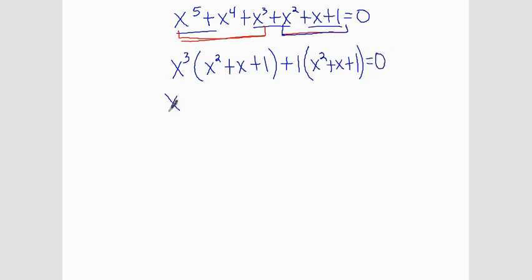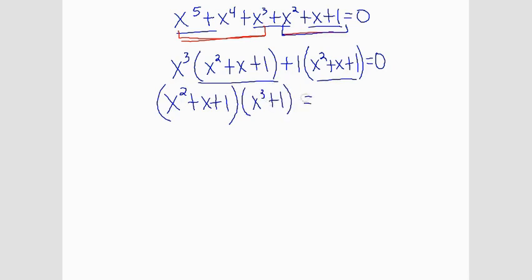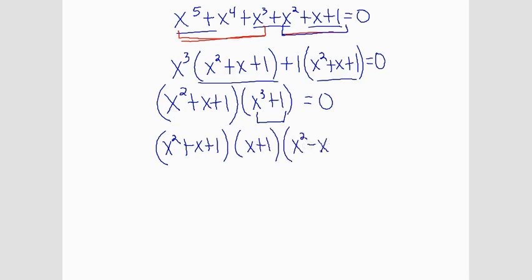So when I factor my common factor of x squared plus x plus 1, I get x squared plus x plus 1 times the quantity x cubed plus 1. Now this is really interesting because we have a sum of cubes here. So we got x squared plus x plus 1 times x plus 1 times x squared minus x plus 1 equals 0. Now this will give us a solution of x equals negative 1.